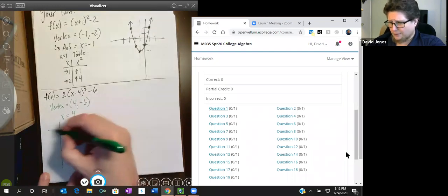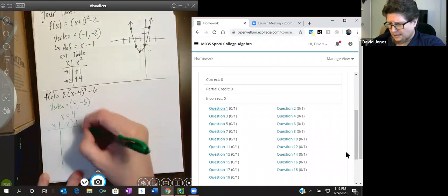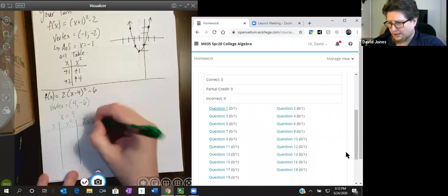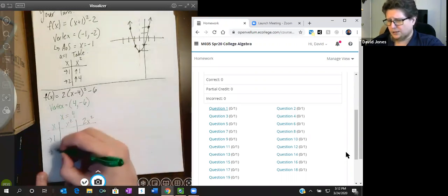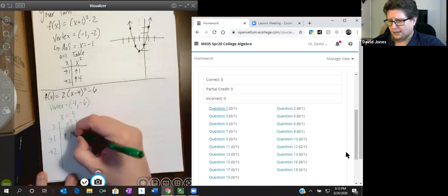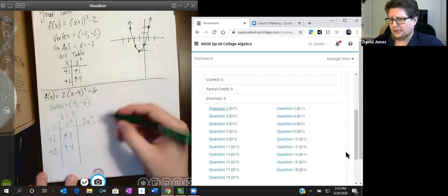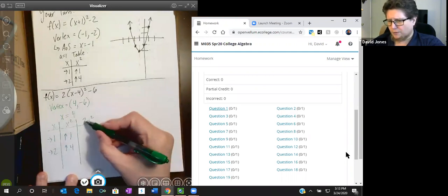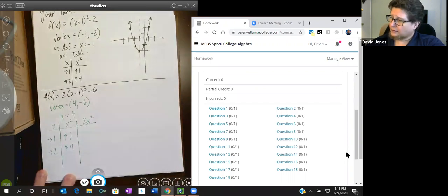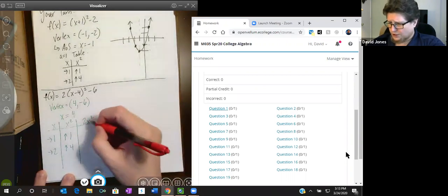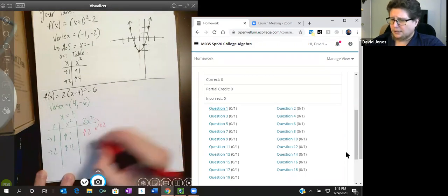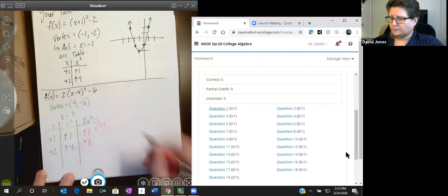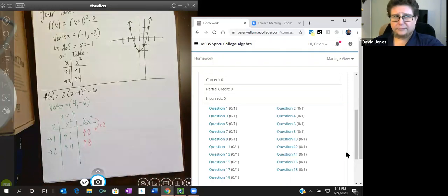I'll make my table. Now I need to look at 2x squared because a equals 2. So I go right 1 and right 2 leads to up 1 and up 4. And then I'm going to take that 2 and multiply it. So this 2 times 2, up 2 and up 8. Okay.